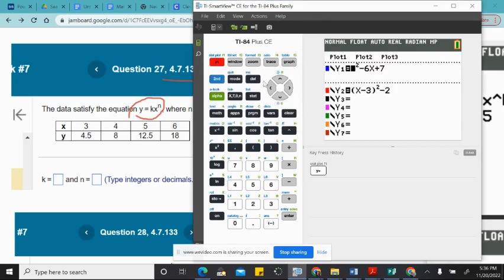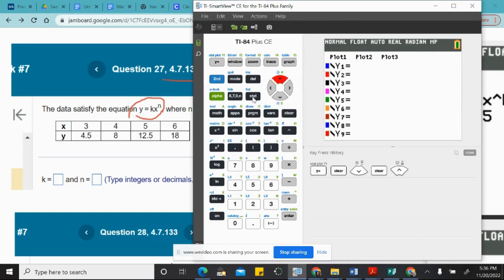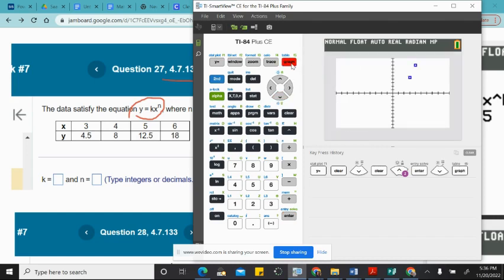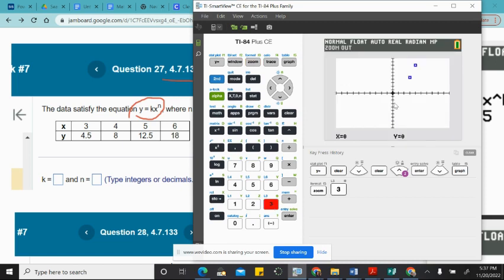If I go to graph some things right now, and these are not things that I want to graph, but I did already put the data in. If I arrow up here and hit enter, now that plot is on, and if I hit graph, let's see what happens. Look, there's some of those points. Let me zoom out. Zoom, out is number 3, so I'm going to hit 3. And then I want to zoom. Yes, I want that to be my center.